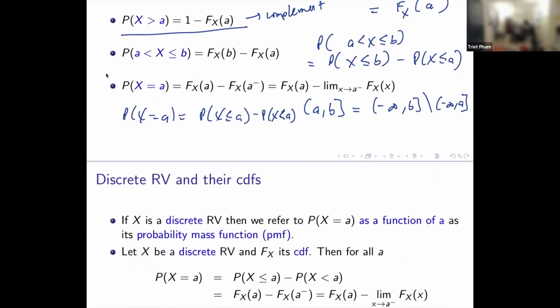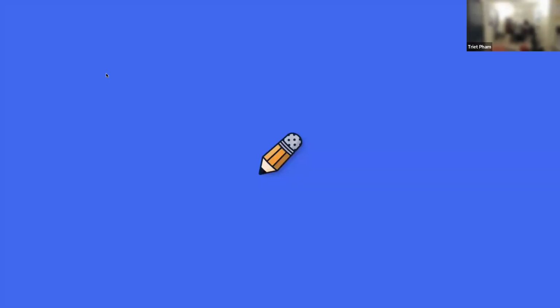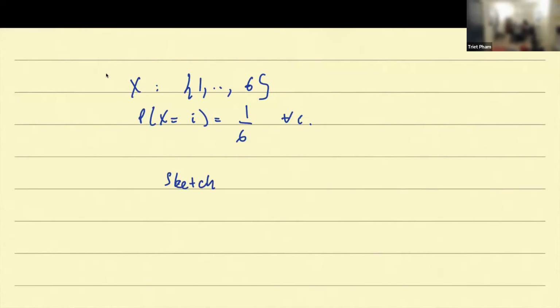For example, let's look at the random variable X that takes on values 1 to 6, where the probability X equals each value is 1/6. So this is a dice toss. The question is to sketch the CDF of X.